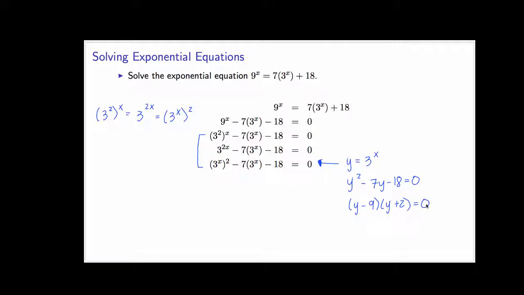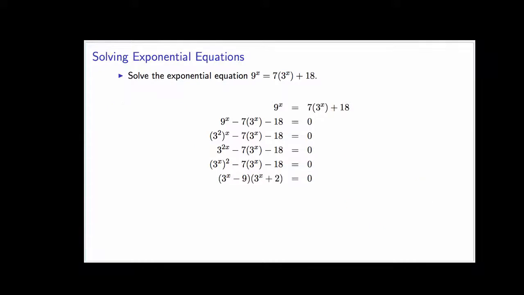So using that idea, we can take our equation 3 to the x all squared minus 7 times 3 to the x minus 18 equals 0, and we can factor this equation as 3 to the x minus 9 times 3 to the x plus 2 is equal to 0. And again, at this point, you should just multiply this out and check that this equation really is the factored form of the equation in the previous line.